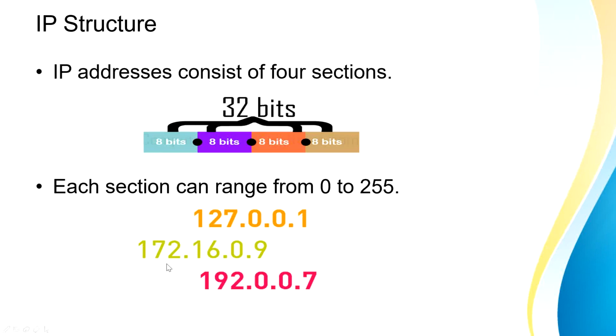Similarly, here is our second IP address, 172.16.0.9. Third IP address, 192.0.0.7. So this is how my IP address looks like.